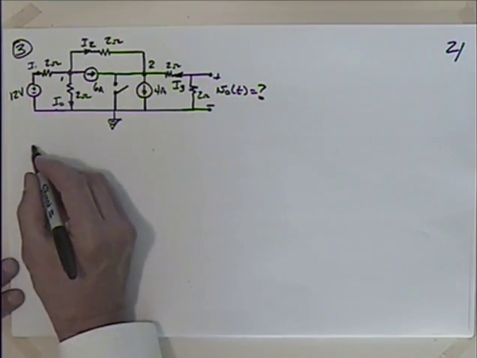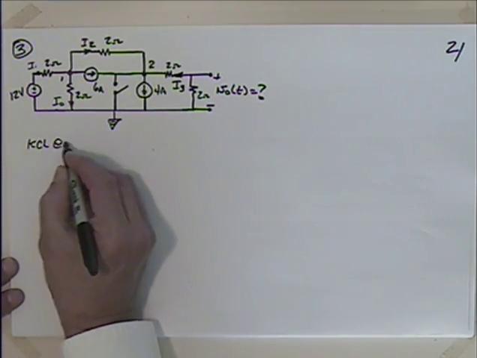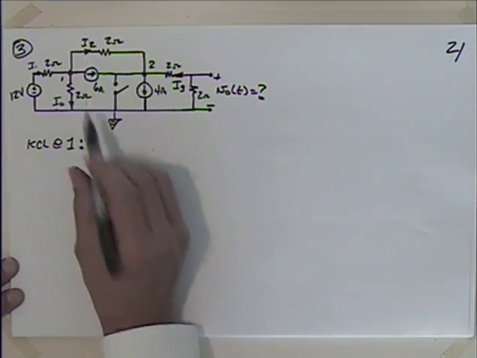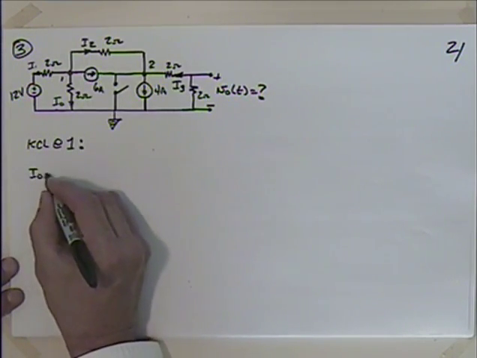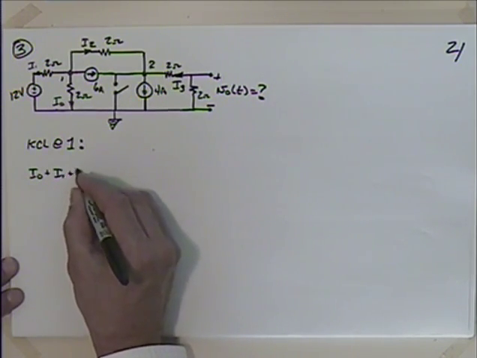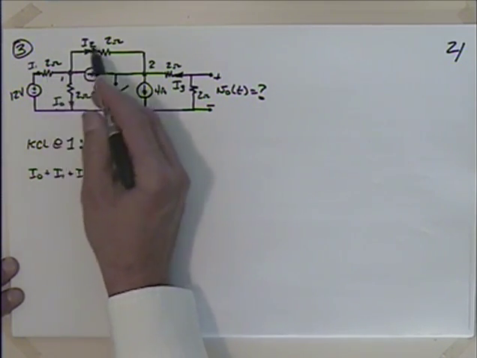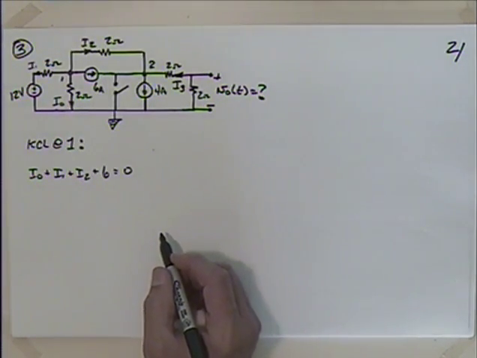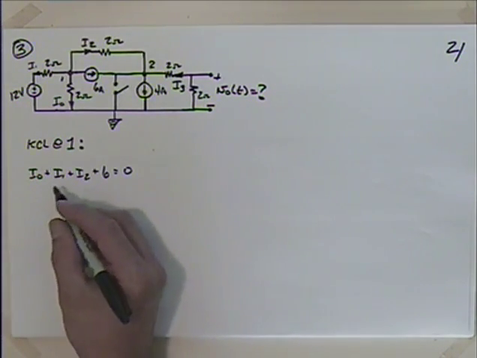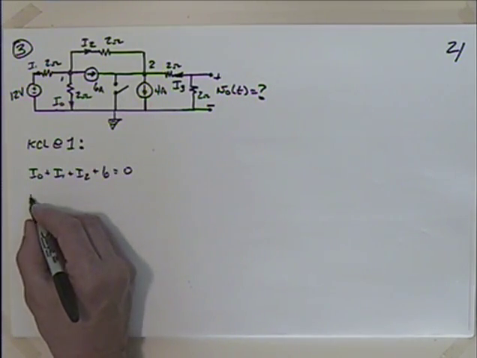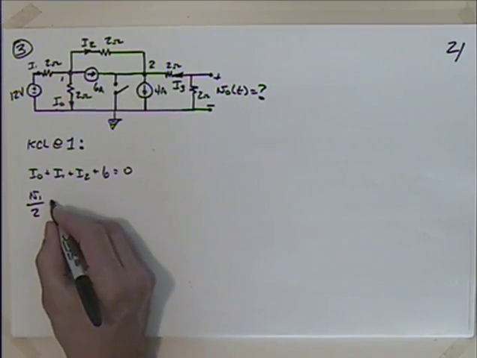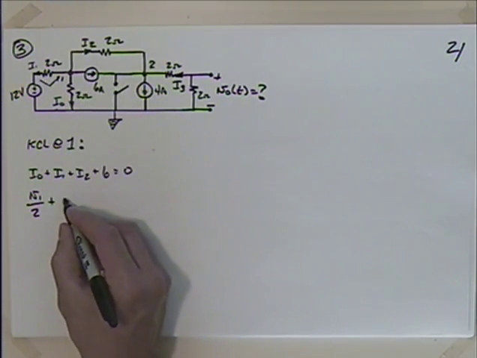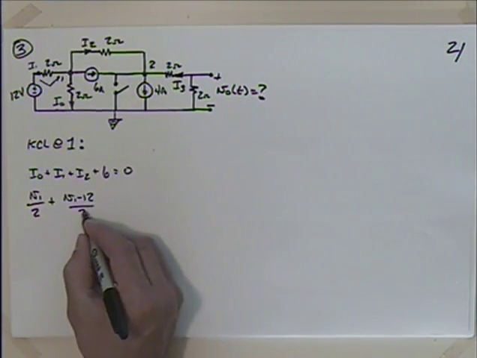So I could say Kirchhoff's current law at 1 gives me the equation. I got I1 leaving, I naught leaving, I2 leaving, and 6 leaving. So I naught plus I1 plus I2 plus 6 is equal to 0, right? Okay, and I can start to make my substitutions. What's I naught going to be? That's going to be equal to V1 divided by 2, plus I1. Now I need to find that voltage there. It's going to be minus 12 plus V1. V1 minus 12 divided by 2.